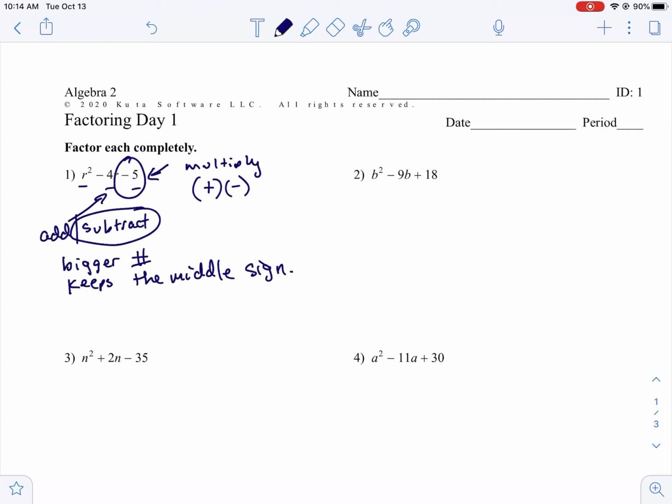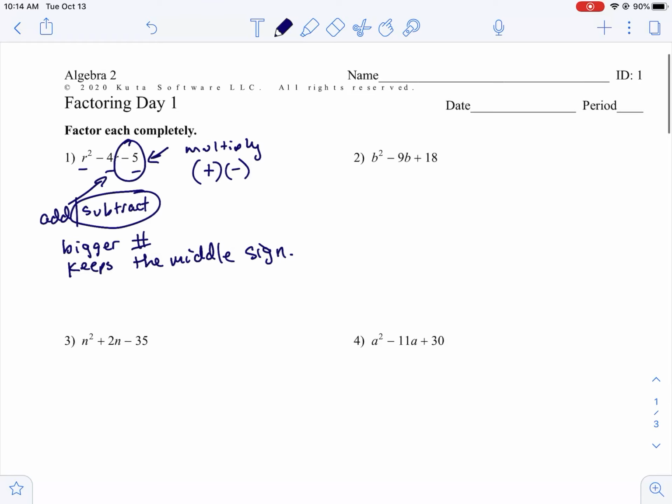Okay. All right. So we're trying to figure out what times what is 5, right? So 1 times 5, 2 doesn't work, 3 doesn't work, 4 doesn't work, 5 times 1. That's it. It's just 1 times 5. All right. So it's going to be 2 parentheses. Okay. R times R is R squared, okay? Now, one of these is a 5, and one of these is a 1, okay?